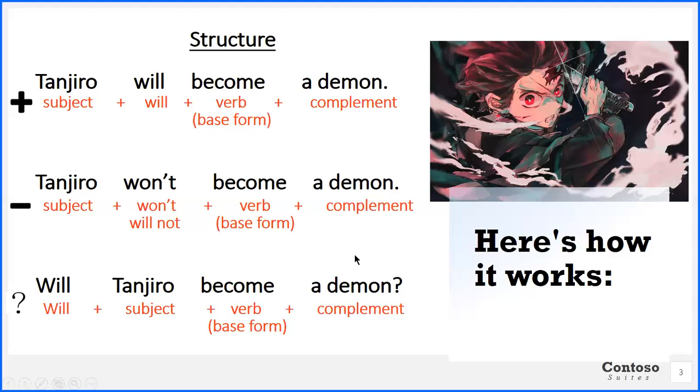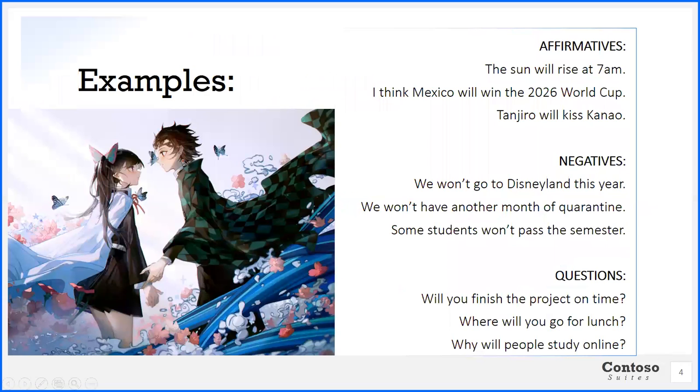Moving on, here are some more examples in this next slide that have to do with will being used for predictions. So we can see at the beginning, the sun will rise at 7 a.m. Our class was at 7 a.m. and the sun wasn't up. So obviously my prediction was incorrect. But in the case of the World Cup, I think Mexico will win the 2026 World Cup. So that is my personal prediction. Maybe a lot of people will not agree with me, but that is my personal prediction.